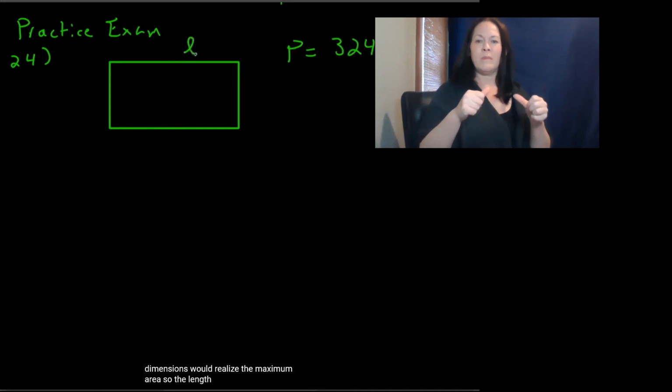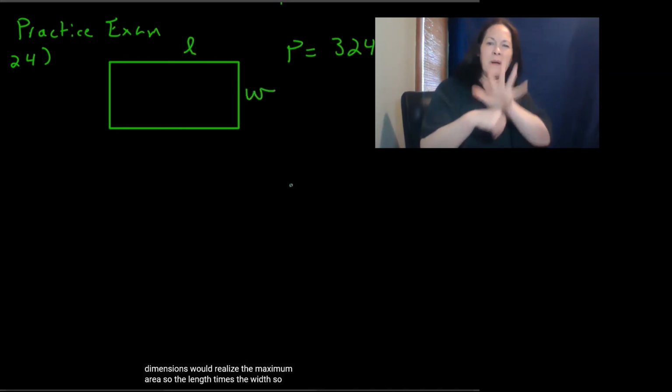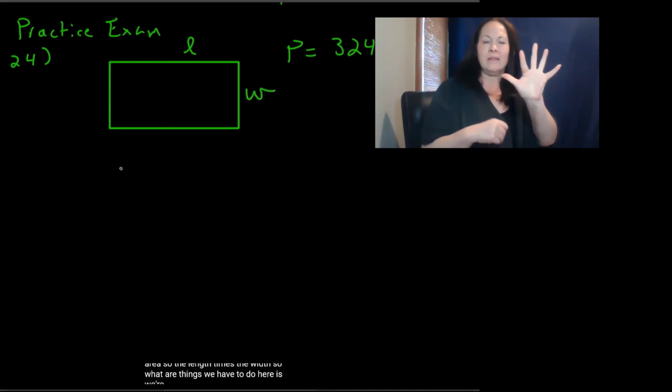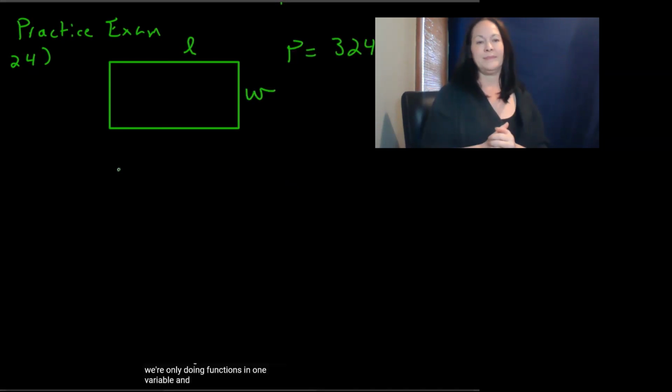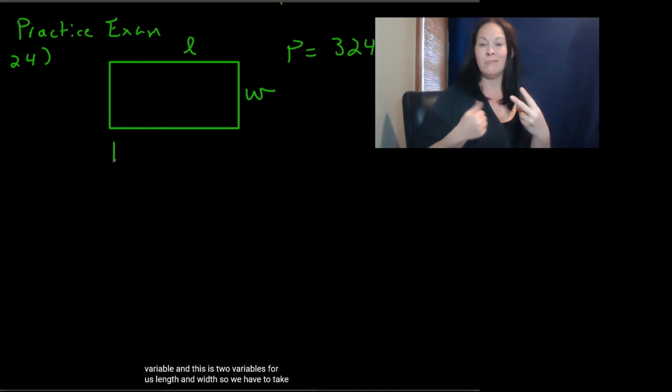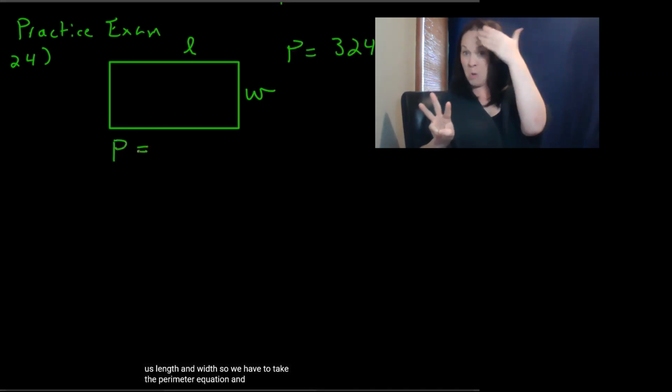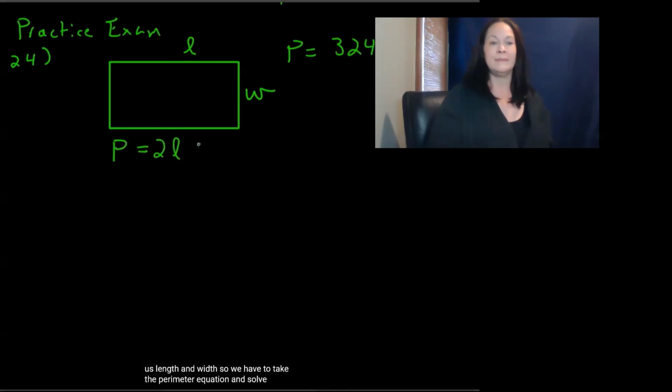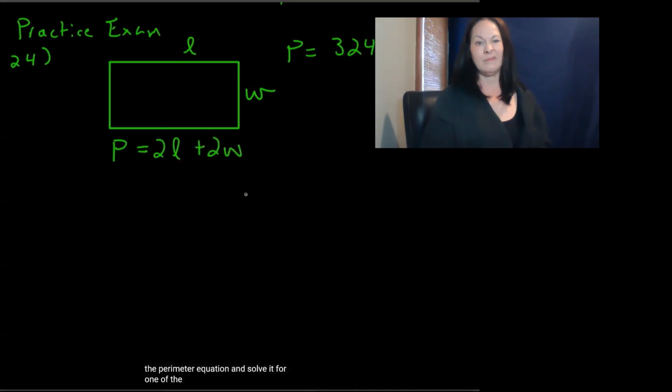So we'll have a length times a width. So one of the things we have to do here is we're only doing functions in one variable, and this has 2 variables for us, length and width. So we have to take the perimeter equation and solve it for one of the variables.